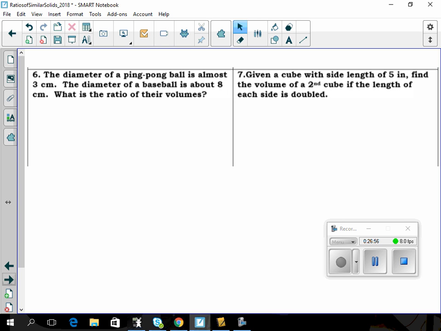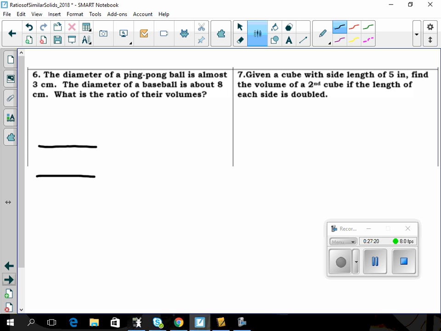All right. Go ahead and read the next two. The next two, I don't see the word similar anywhere, but what kind of shapes am I talking about? Spheres and cubes again. So I know they're already similar, so I don't have to worry about that. So again, we're going to make our chart.